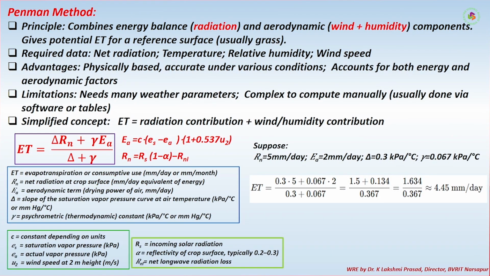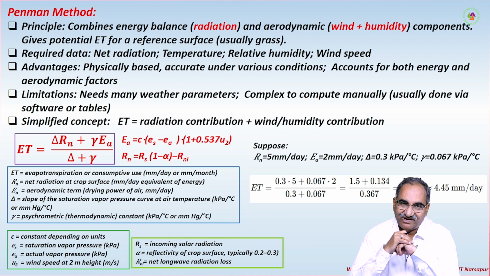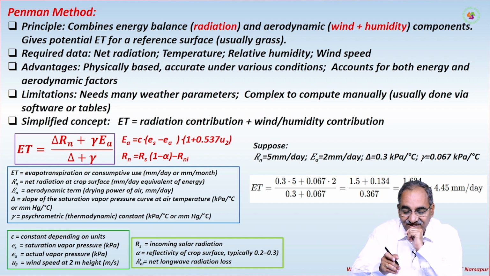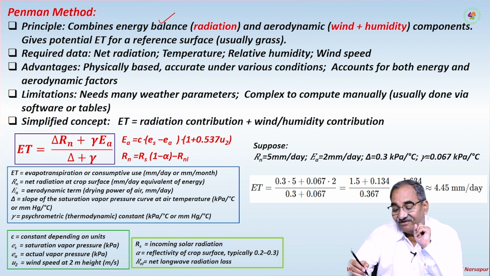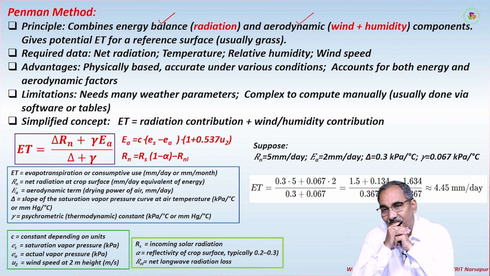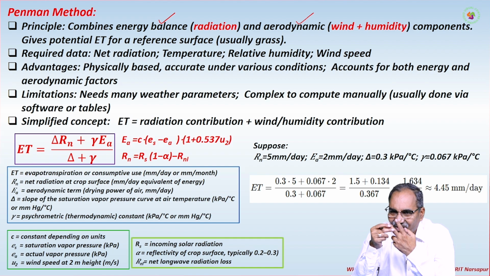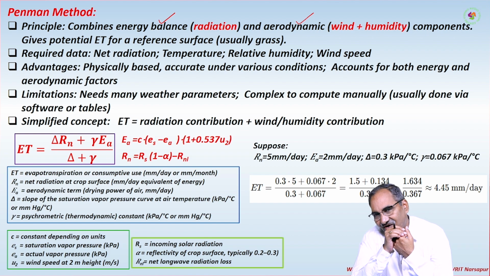The second one is the Penman method. The Penman method is also a very important method for determining evapotranspiration. On what factors does the Penman method depend? Number one is the energy balance. That is the first thing. The second one is the aerodynamic components. So Penman's logic is, number one, energy balance, and number two, aerodynamic components.